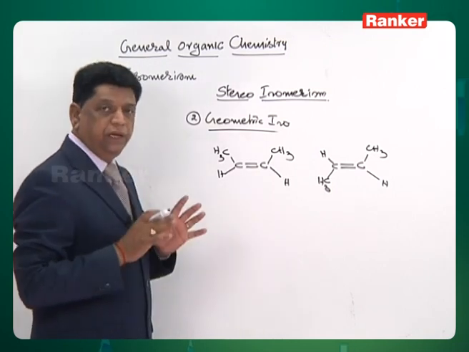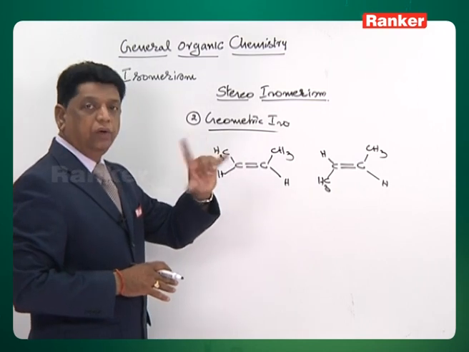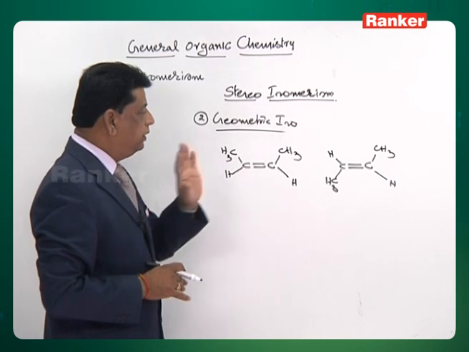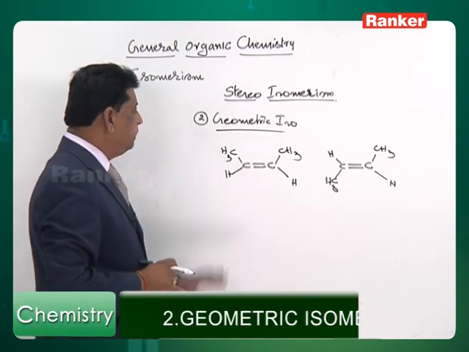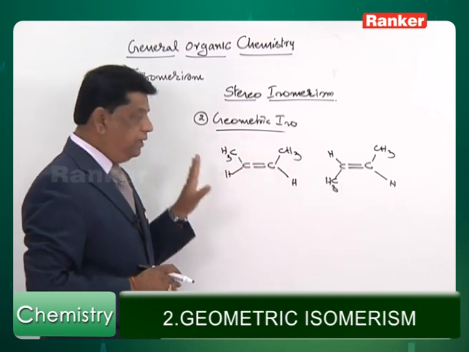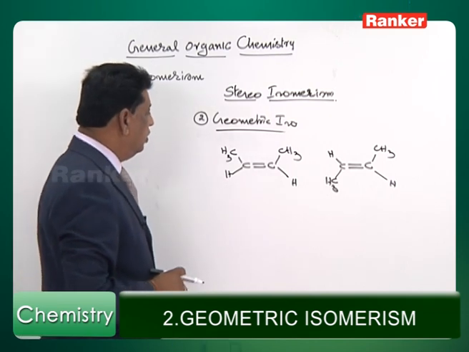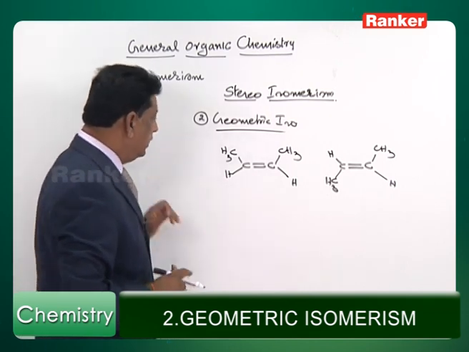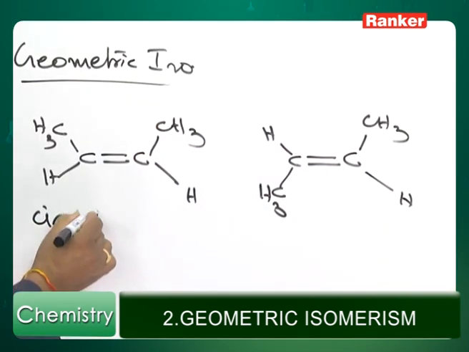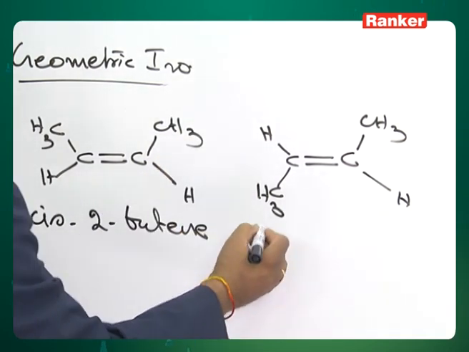Only the arrangement of groups in space is different, just like in conformational isomerism, where groups rotate differently in space. So the arrangement of groups in space is different, that is why they are stereoisomers. Under that, the molecule is in a plane. In the plane, if the groups are on the right side or left side, it is called geometry. So double bonded compounds show this. This compound, where both are on the same side, is called cis-2-butene. The opposite one is called trans-2-butene.